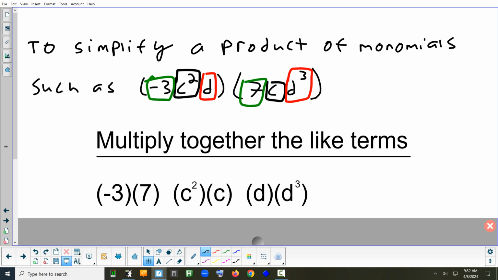So on your guided notes, you want to write down what's underlined. Multiply together the like terms. And some people just do that in their head. They just look at it and write it. I'm writing it out so you guys can see it.